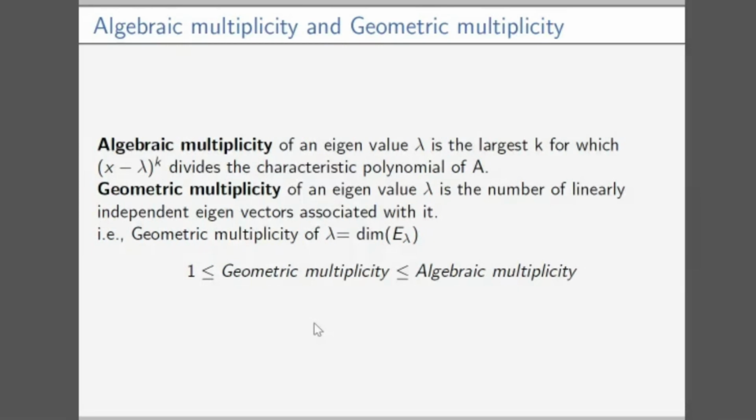Next, geometric multiplicity is the number of linearly independent eigenvectors associated with the eigenvalue. More precisely, it is the dimension of the eigenspace associated with that eigenvalue. And we have one inequality: 1 is less than or equal to the geometric multiplicity of an eigenvalue, which is less than or equal to the algebraic multiplicity of the very same eigenvalue.